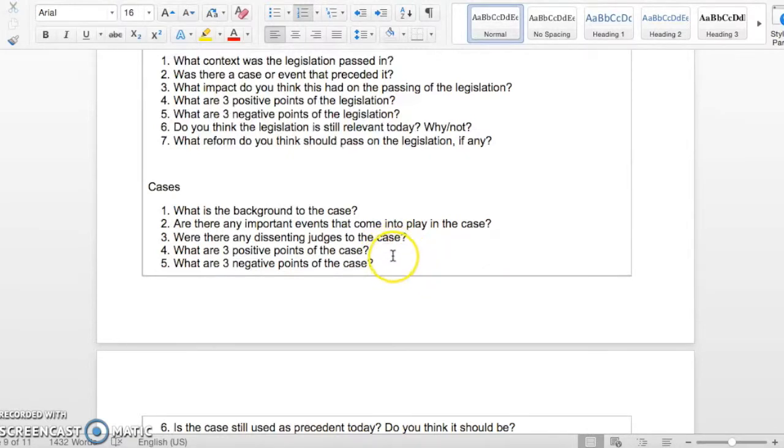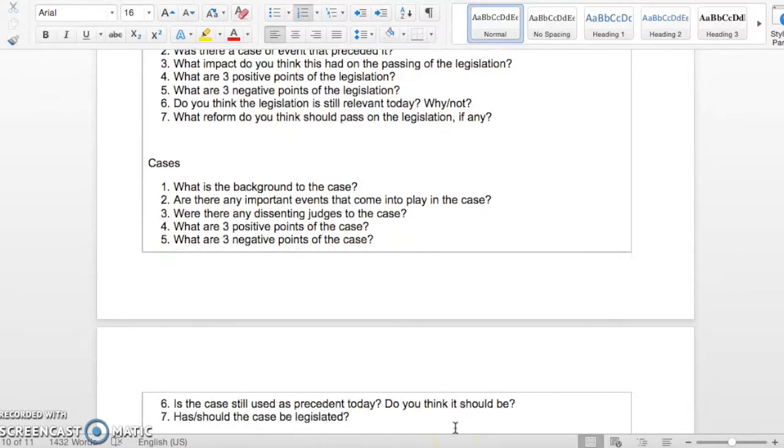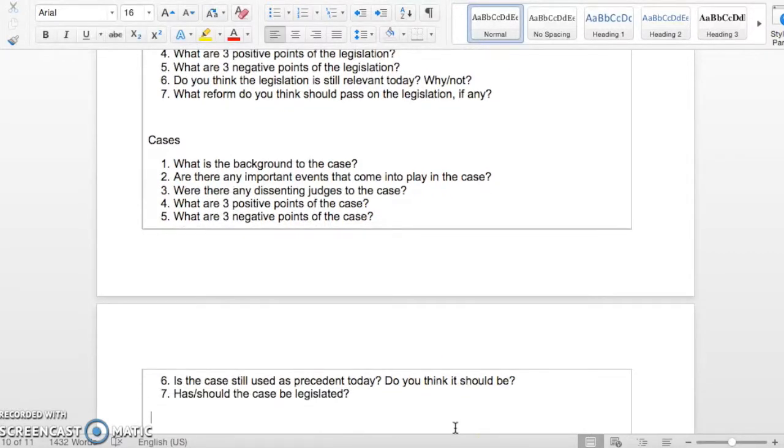What are three positives and negatives of the case? Again, you don't need three. Is the case still used as precedent today? Do you think it should be? Do you think it's outdated? Has or should the case be legislated? That basically is asking, do you think this case should be put into legislation?